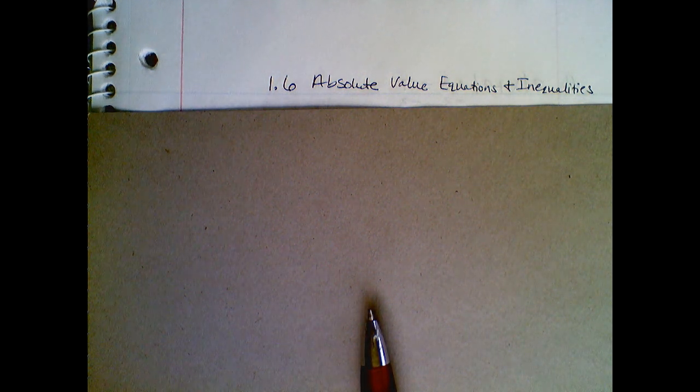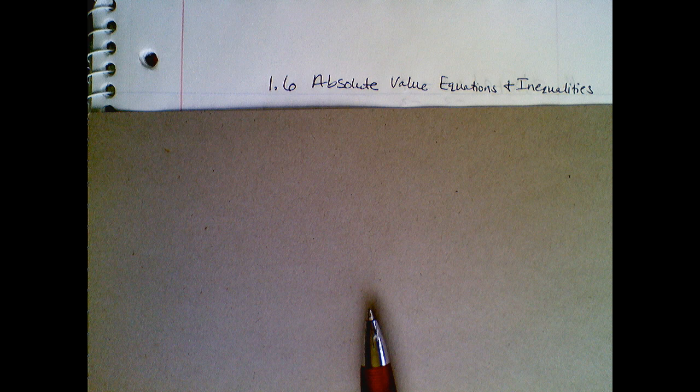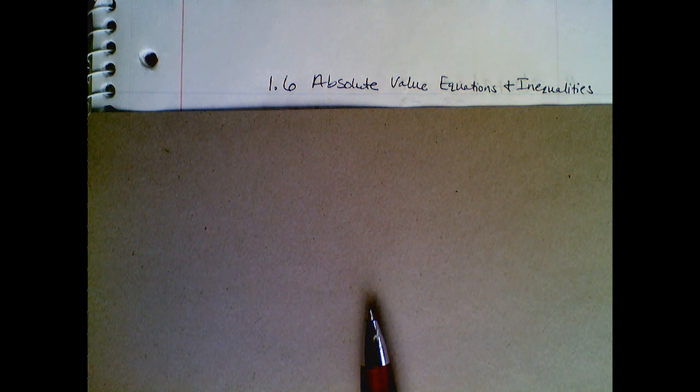Alrighty, 1.6 section is solving absolute value equations and inequalities. This section is going to be very similar to 1.4 and 1.5, where we're solving equations and inequalities. The only difference is this section is going to have the absolute value bars. So for this one, each problem is going to have two separate problems within it to solve for it. So we'll take a look at what that means.